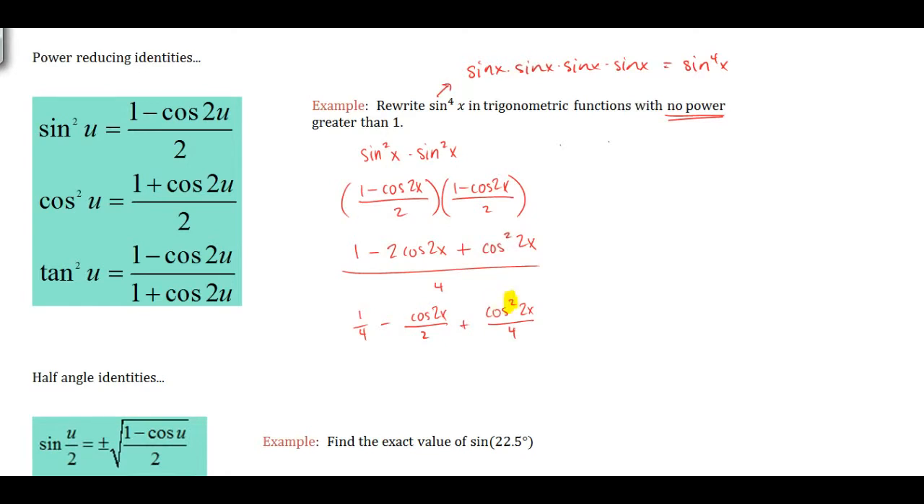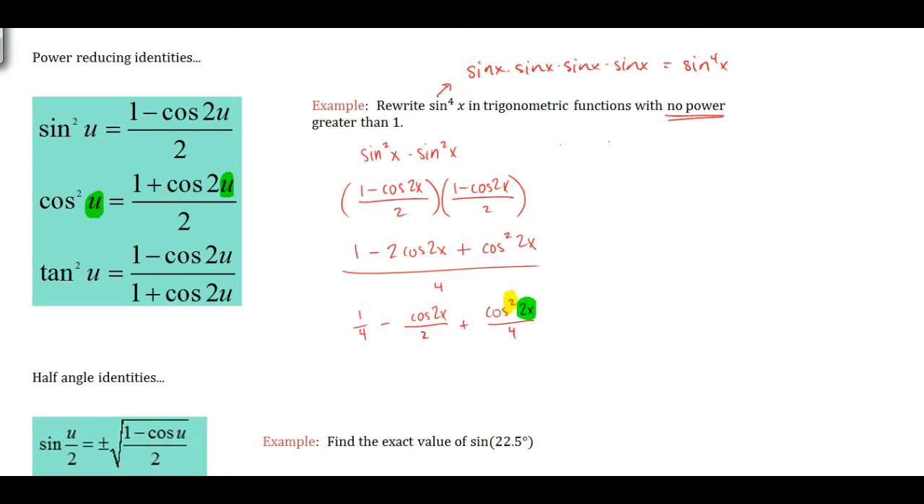So we'll do it again, right? We had a to the 4th power. Now we're down to the squared. So we'll just do it again. Now the big trick here is this. That is a power reducing formula. But look right here. There's a 2x where on the formula there's just a u. So we just got to be careful that wherever we see the u in the formula, we're going to replace it with a 2x. It's not going to be a big deal, but just make sure we're aware of it.